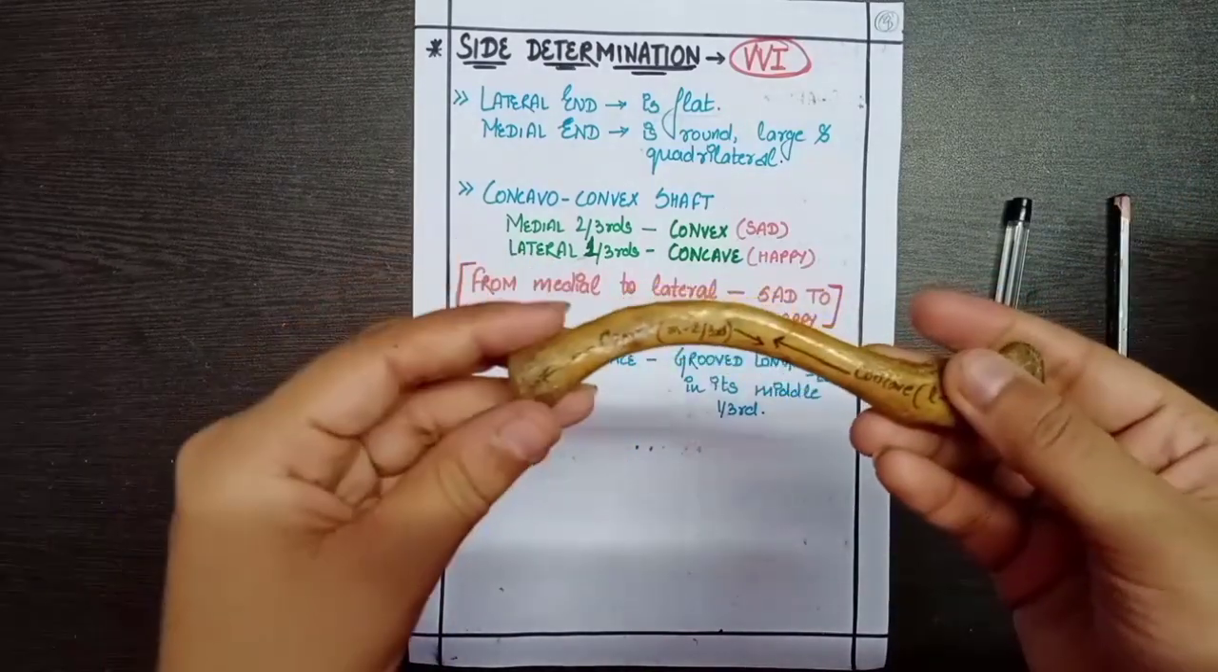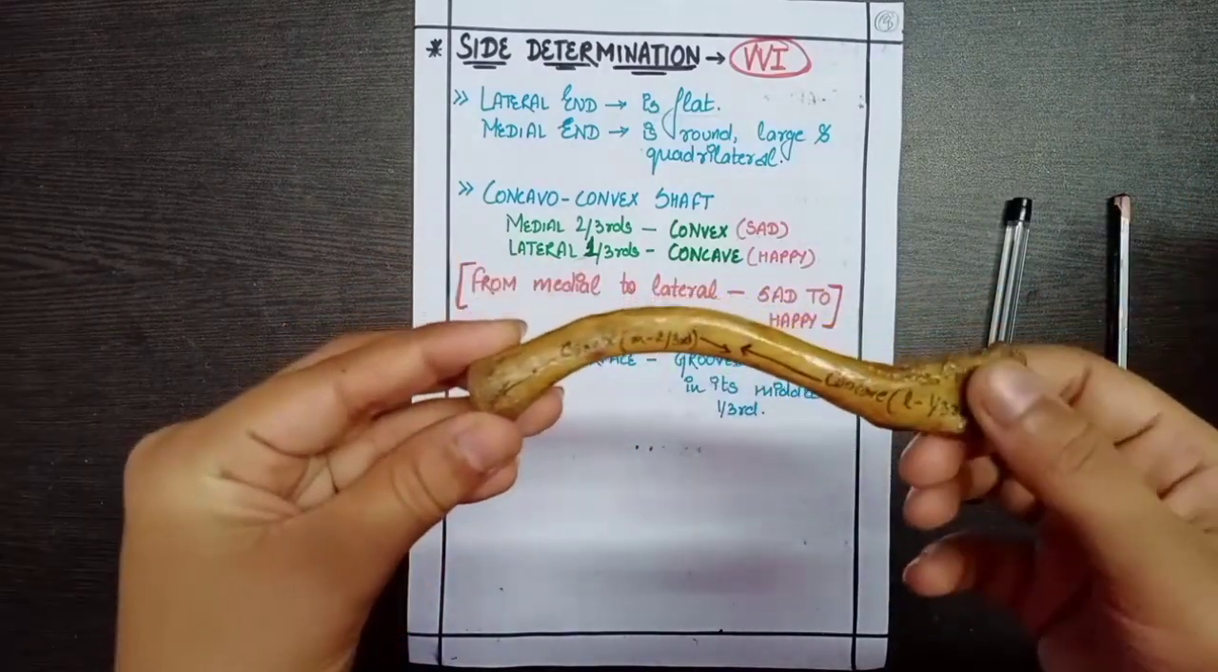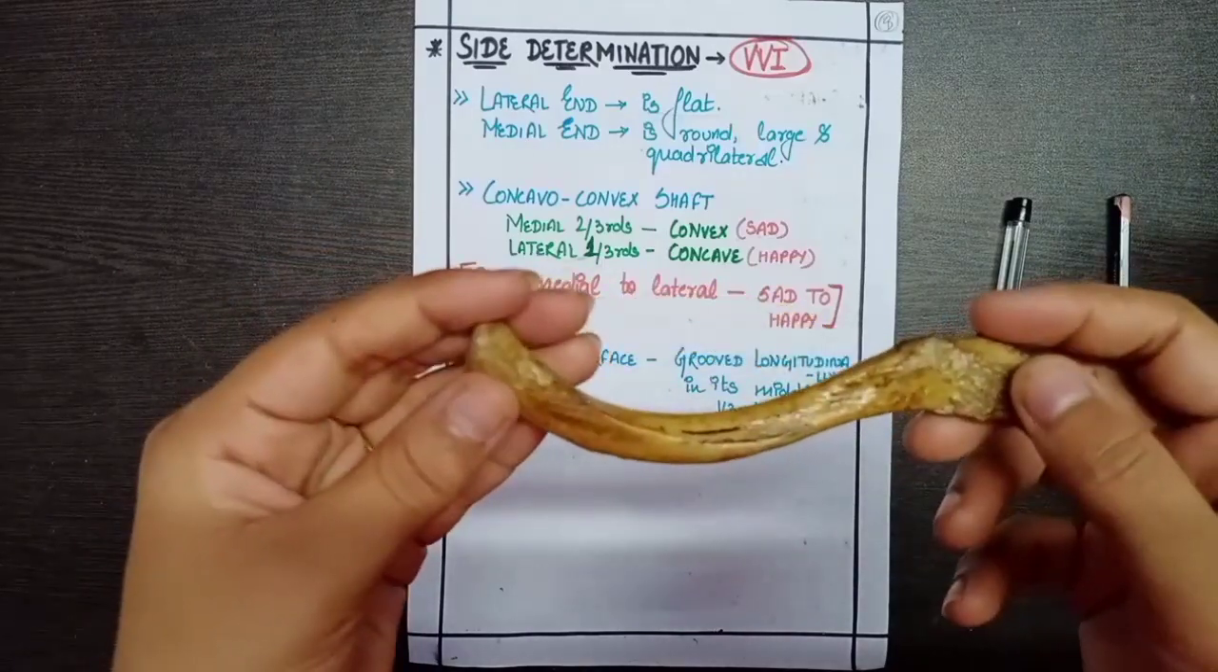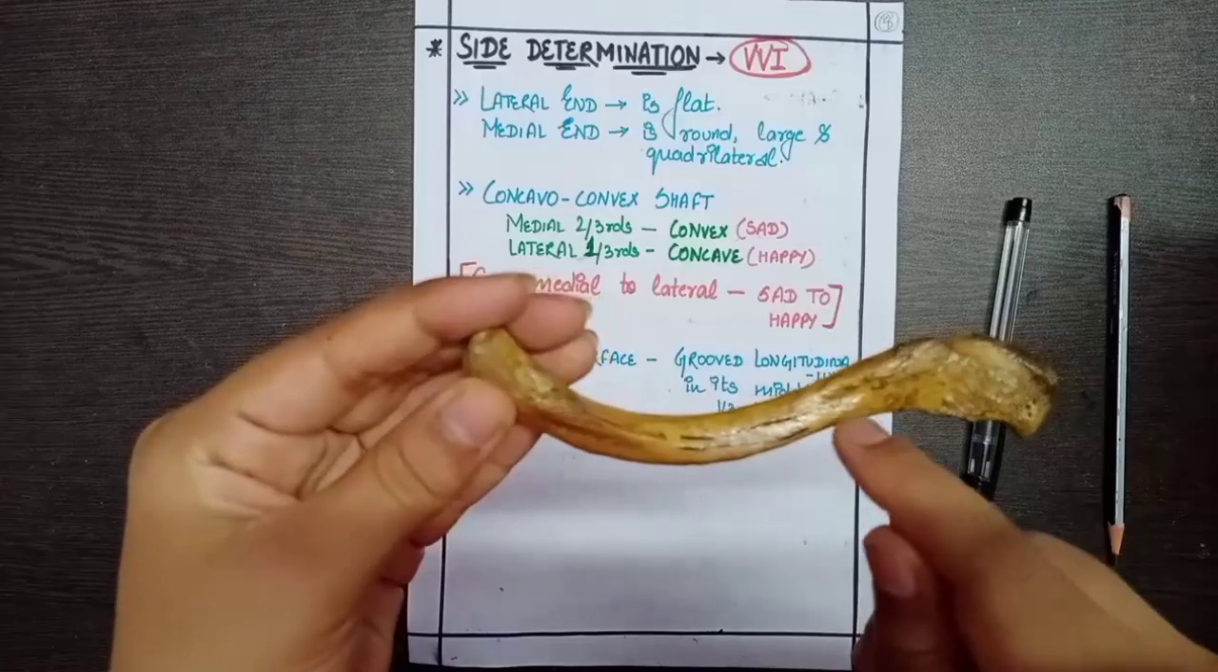So this is the medial end, that is going to be round. The lateral end is going to be flat, and when you turn it behind or inferiorly, there will be a groove, that is the subclavian groove.